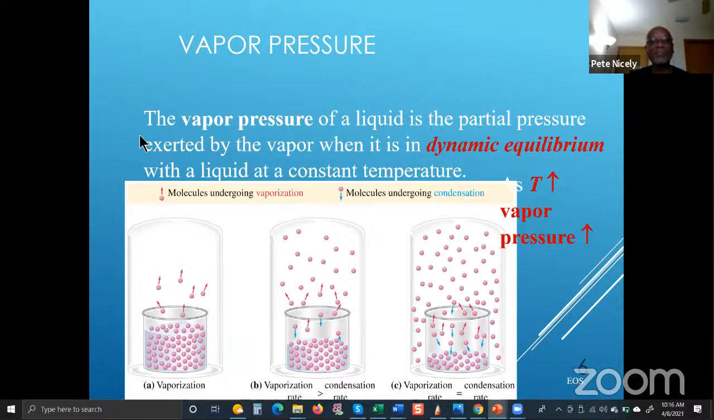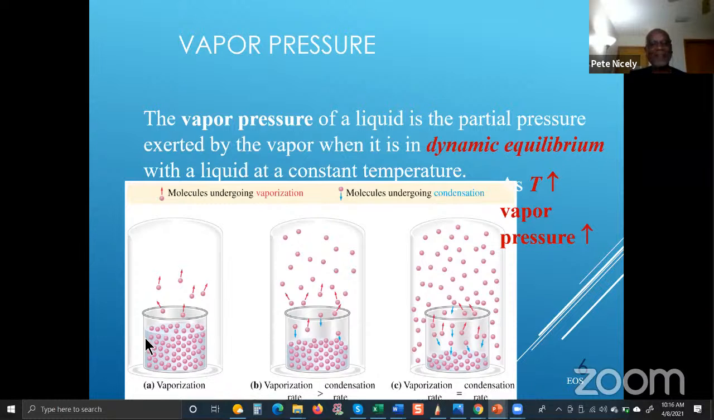Let's talk about this concept of vapor pressure. The vapor pressure of a liquid is the partial pressure exerted by the vapor when it is in dynamic equilibrium with the liquid at a constant temperature. So that is demonstrated by this diagram here.